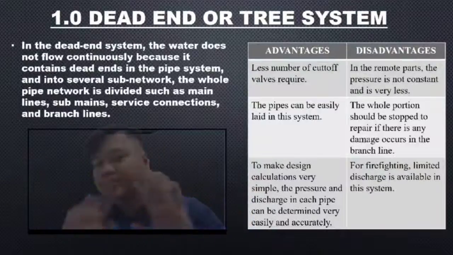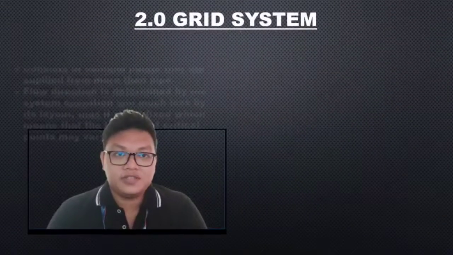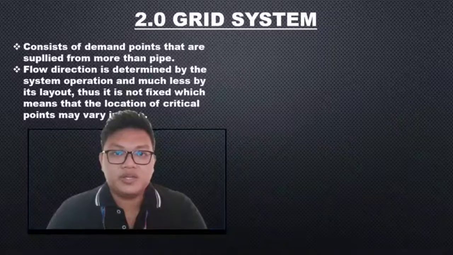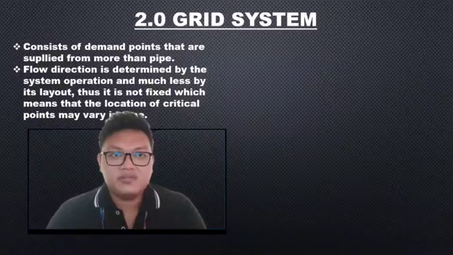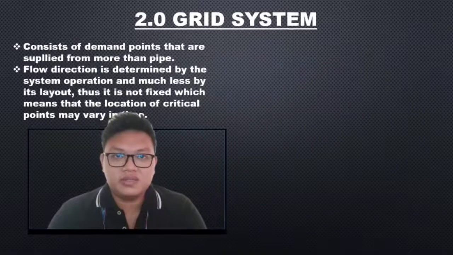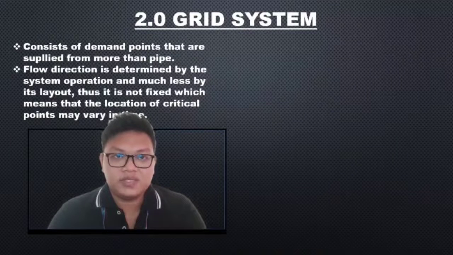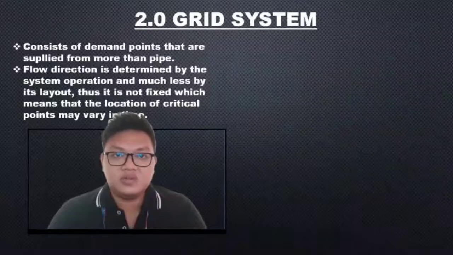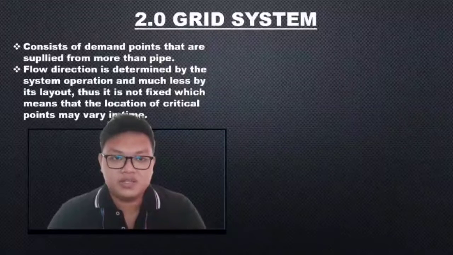Okay, this is the grid iron system. First, it consists of demand points that are supplied from more than one pipe. Second, flow direction is determined by the system operation and much less by its layout. Thus, it is not fixed, which means that the location of the critical point may vary in time.